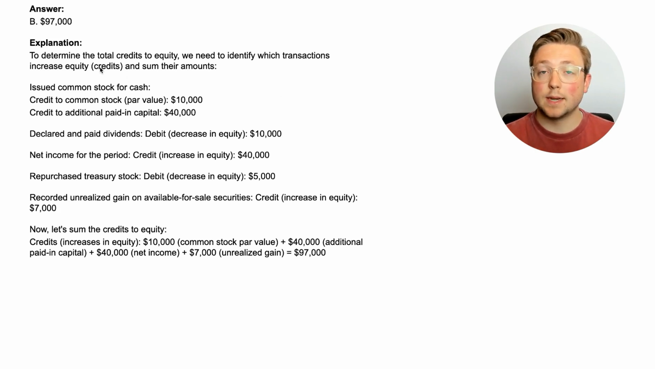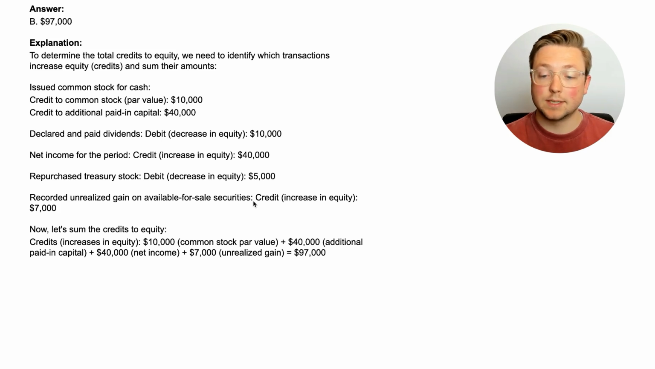Just remember that equity is credited if you want to increase it, and you credit common stock at the par value, and then there was additional paid in capital, you also credit that. So that's $50,000 right there of credit that's going to increase the equity. But dividends declared and paid, that's a debit that decreases equity, so we don't include that in for this question. Then there's the net income, that's a credit that increases equity, so we include that. Repurchased treasury stock, that's a debit because that again decreases equity, so that's $5,000 that we don't include in this question.